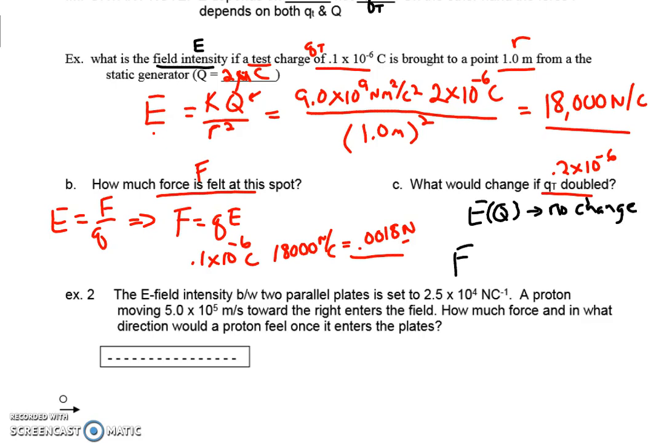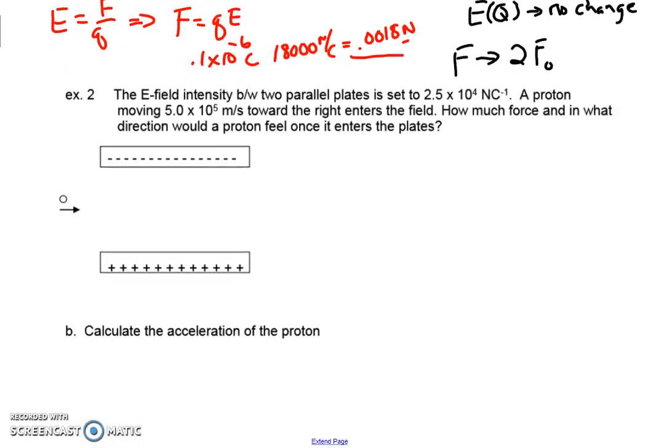All right? It doesn't matter what I bring to that spot. E is dependent on the field charge. What will change is the force. Because now I have twice the test charge, based on Coulomb's law, which is proportional to both charges, we're going to have 2 times the original force. Okay? So we'll do more with that. If you have any questions, don't hesitate to ask when you come to class.